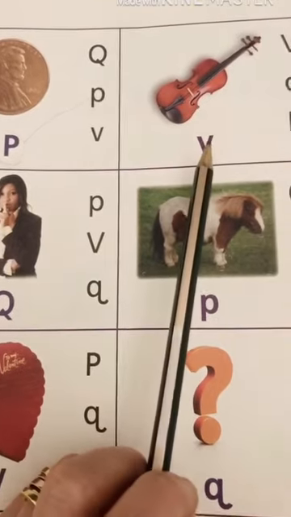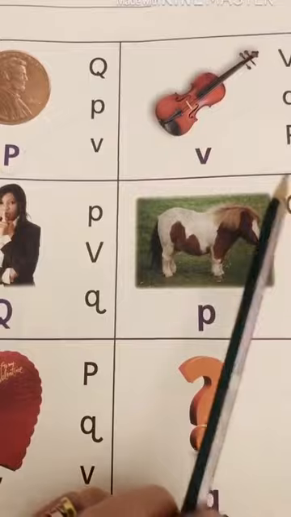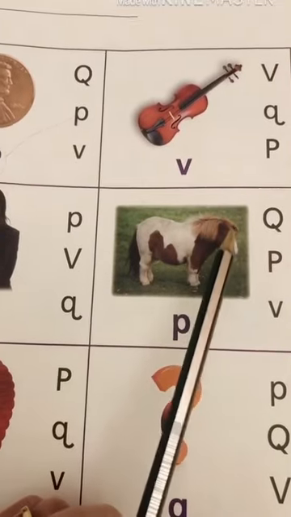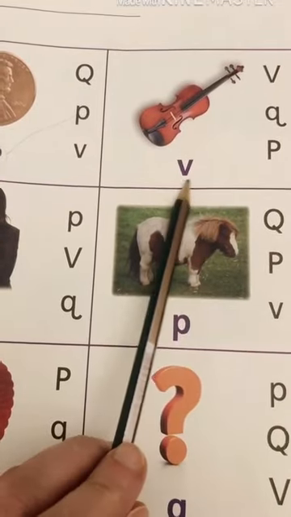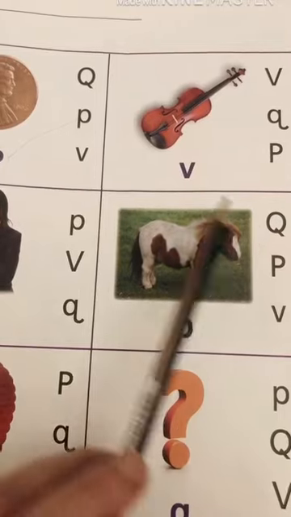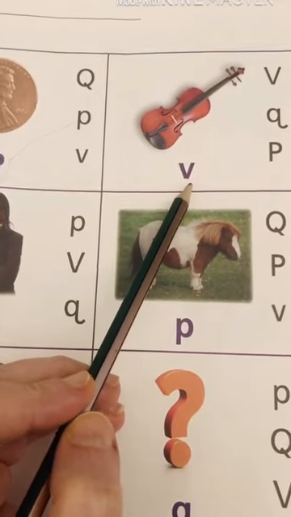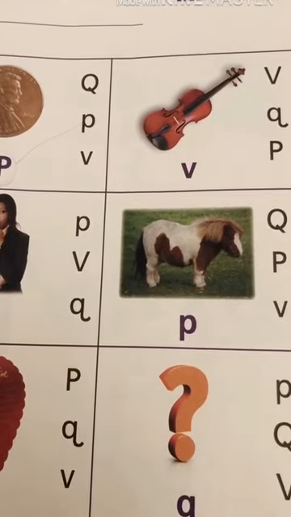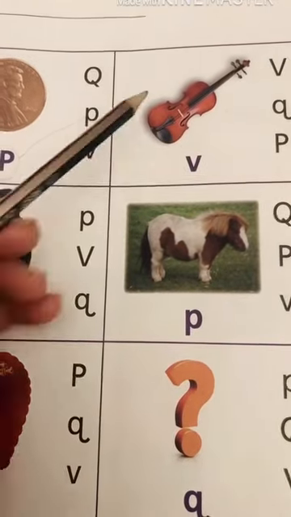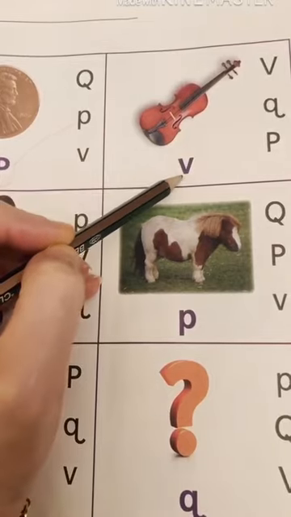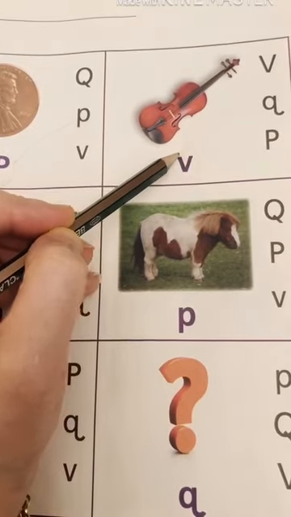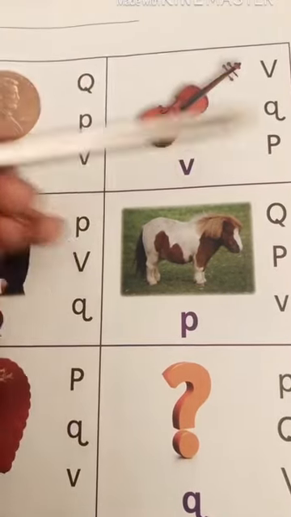Okay, now go to the next picture. Who remembers what this is? What is this letter? Very good. This is the letter V. Is it the uppercase or the lowercase? Good job. This is the lowercase V. Circle it, please, and let's look for its partner.